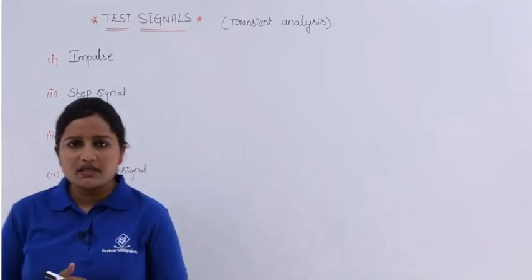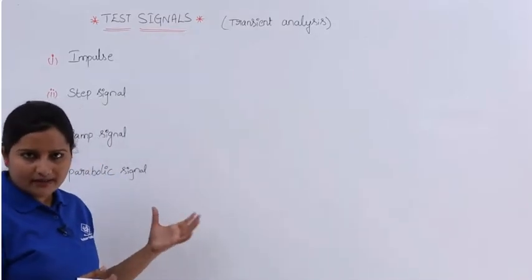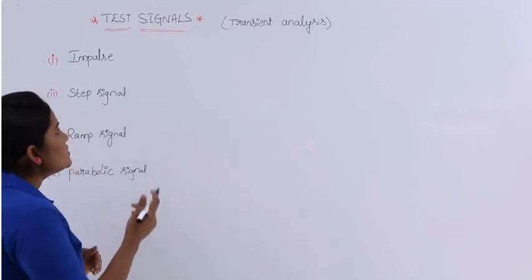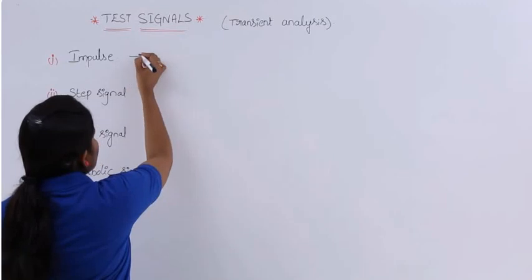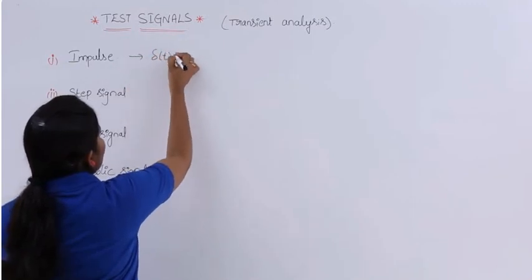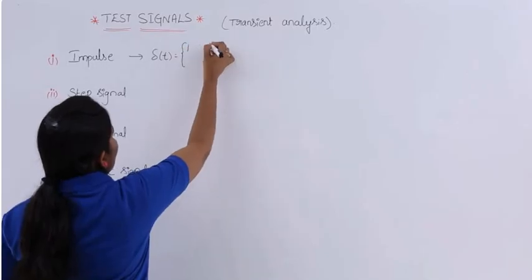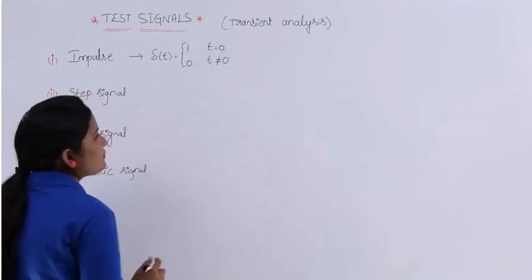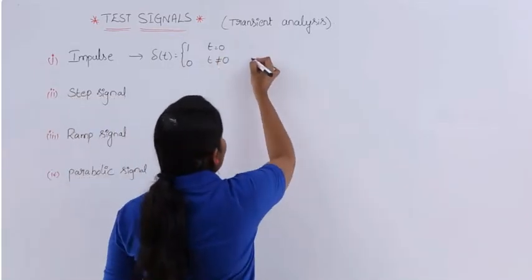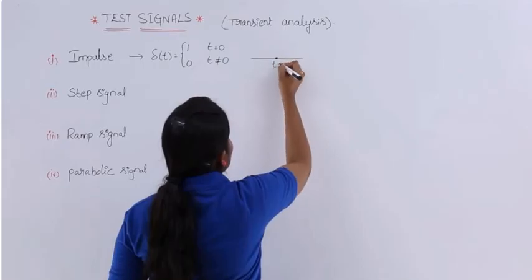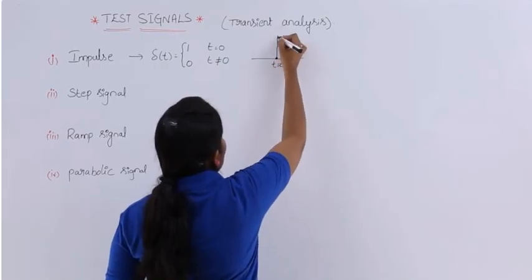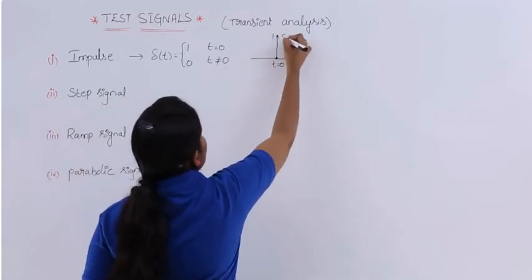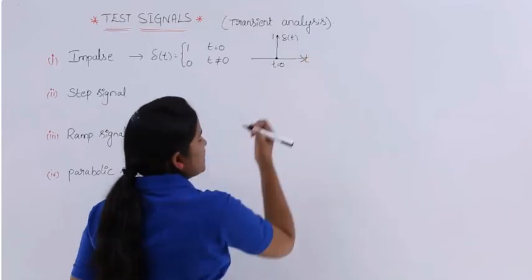We know the definitions from the topic of signals and systems, clear definitions of each and every signal, but here also I want to give the same definitions. Coming to the impulse signal, this is always represented with del of t. Del of t is equal to 1 when t is equal to 0, and 0 when t is not equal to 0. So del of t is nothing but an impulse at t equal to 0 with amplitude 1. This is del of t with respect to t.